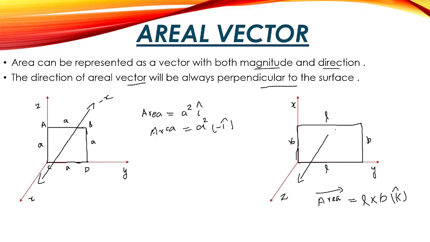And there will be one more direction, that will be in the minus z direction, like this. So this will be in our z direction and this is in our minus z direction. Since it is in the minus z direction, it has one more direction, that is minus k cap. So we can write one more area, area is equal to, our magnitude doesn't change, only the direction changes. So this rectangle can have two area vectors, one in our z direction, that is k cap, and another in the minus z direction, that is minus k cap. I hope you understood this.